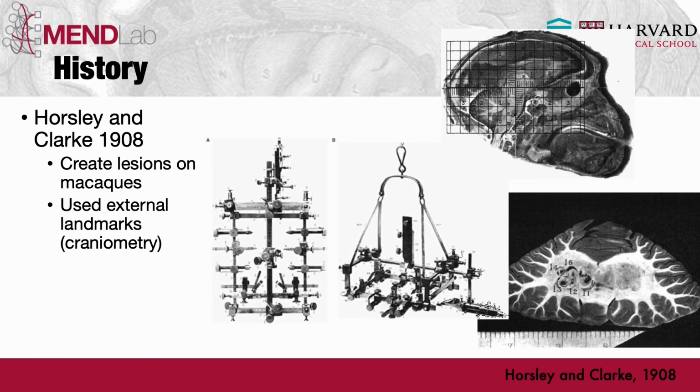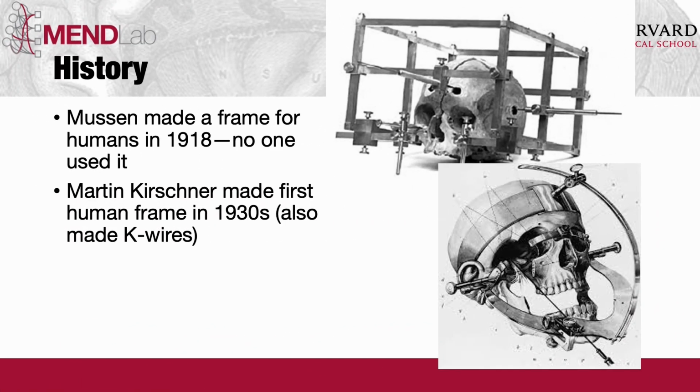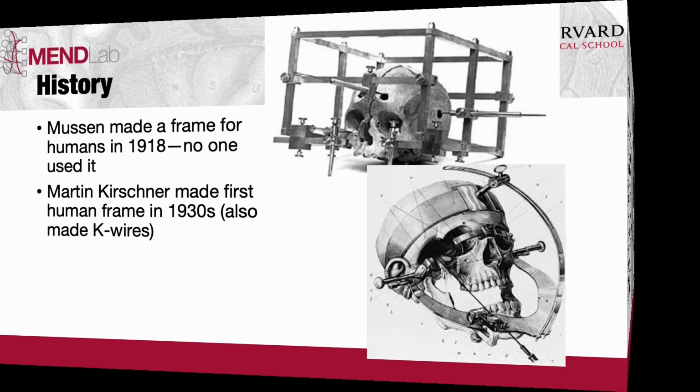Horsley and Clark came up with a more complicated and sophisticated frame in the early 1900s, and they used this to create lesions in non-human primates. Here their landmarks, or their fiducials, were external landmarks, so craniometry. Other frames quickly came into use, like Mooson's in the 1910s, although no one used it in humans. Martin Kirschner, the same Kirschner who did K-wires, came up with a human frame for things like percutaneous rhizotomies in the 1930s, again using external landmarks.